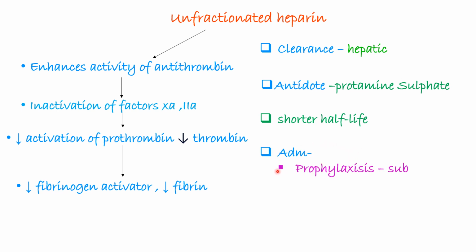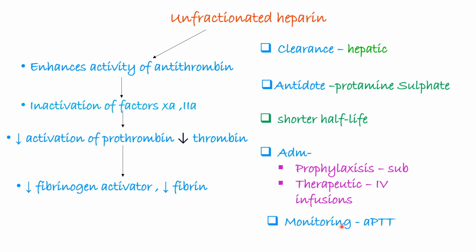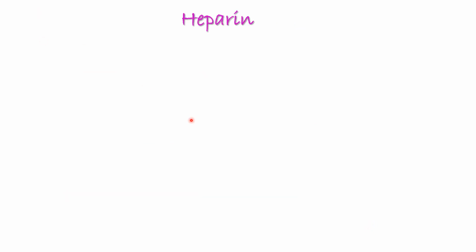In terms of administration, for prophylaxis, you use subcutaneous. For therapeutic infusions, you give IV infusions. What about low molecular weight heparin? Which administration do we use? Subcutaneous. So how do we monitor? We monitor using APTT.